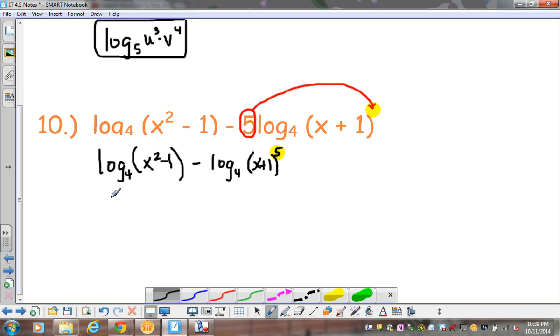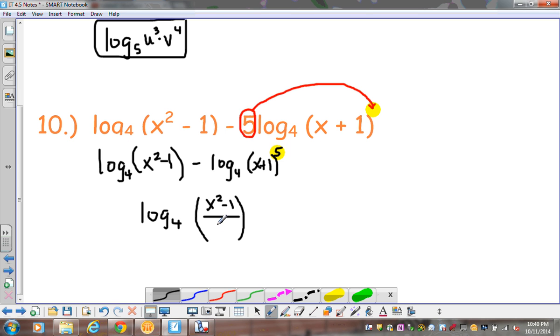So no other numbers out front, so let's see if we can condense subtraction. Now, if you remember, addition goes with multiplication, division goes with subtraction. So to condense this, I'm going to do division. Remember, the piece that comes first is going to go in the numerator. So I'm going to have log base 4 of, so x squared minus 1 is going to go in the numerator.